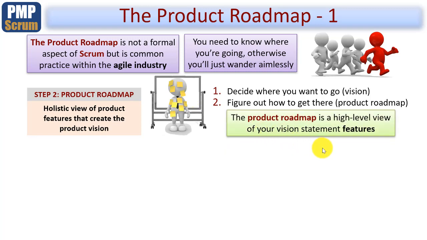So the product roadmap is a high-level view of your vision statement. Features. We know about features now. They get ruthlessly prioritized in the product backlog. And by the way, each of these features are called product backlog items, PBI. I will mention that again. So if you see PBIs, they're each individual feature within a product backlog.